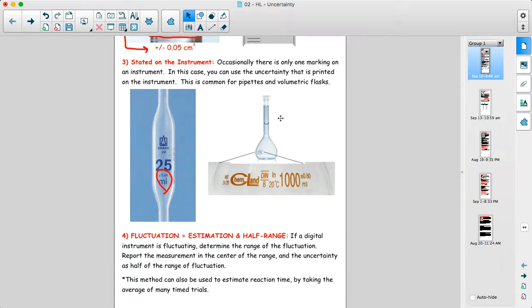This thing on the right is called a volumetric flask. It's really useful for measuring large volumes very precisely, and you should be able to spot the uncertainty on here as well. It's right up there. So for every liter, there's only plus or minus 0.80 mLs of uncertainty on this device.